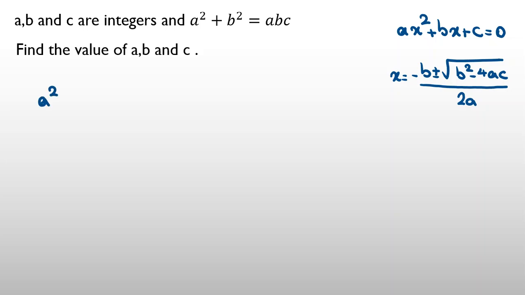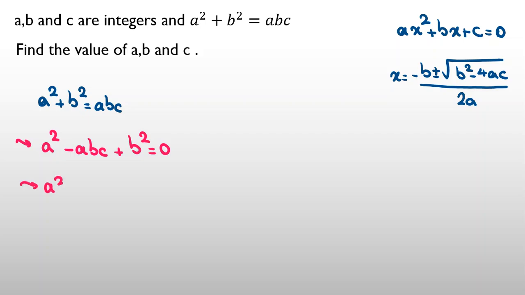Now, I know a squared plus b squared equals abc. I want to consider it as a quadratic function in terms of a. So it will be a squared minus abc. I take everything to one side, plus b squared equals 0. So I can say it is a squared plus a times negative bc plus b squared equals 0. It is a quadratic equation in terms of a.